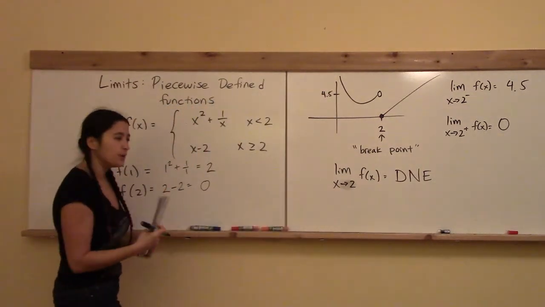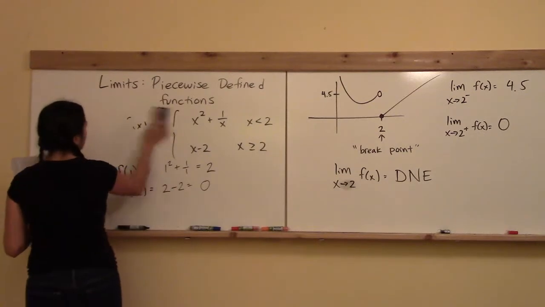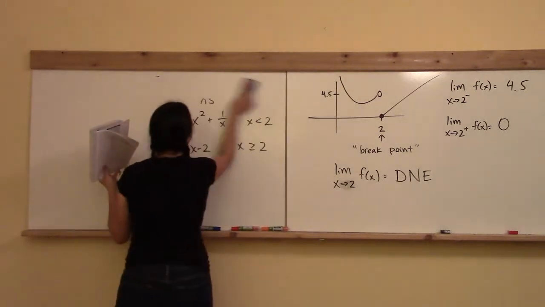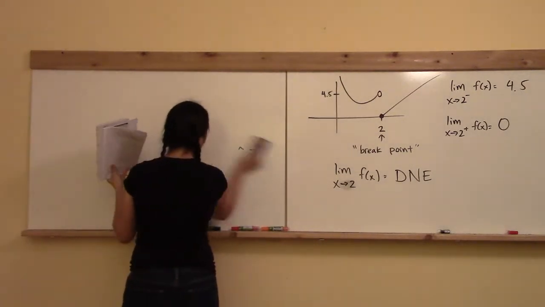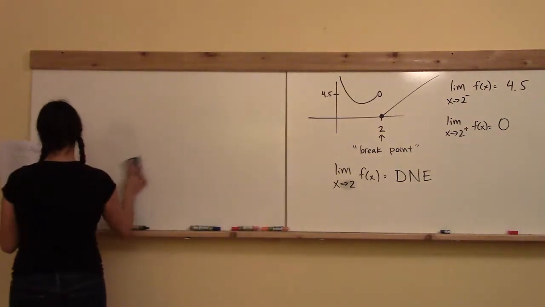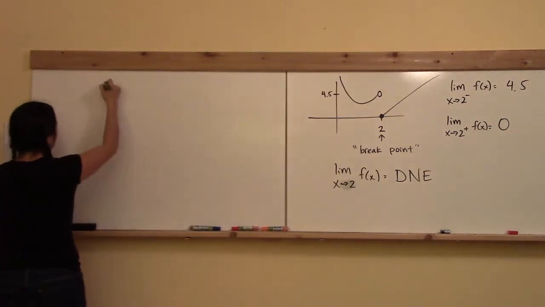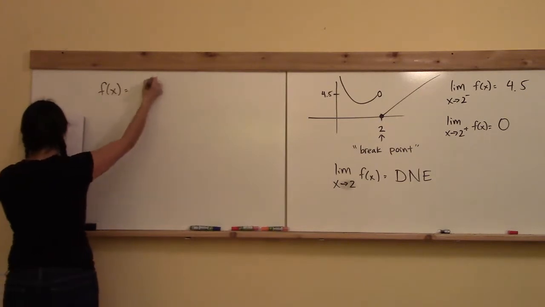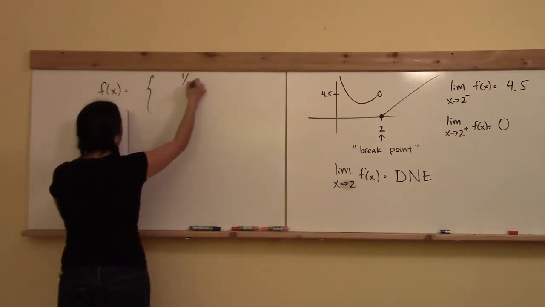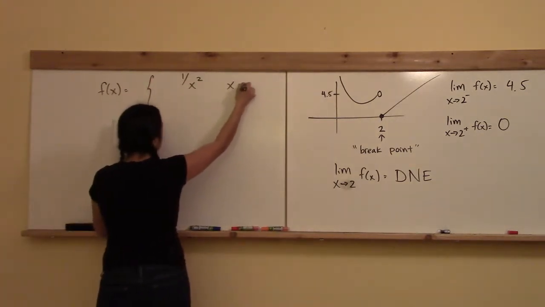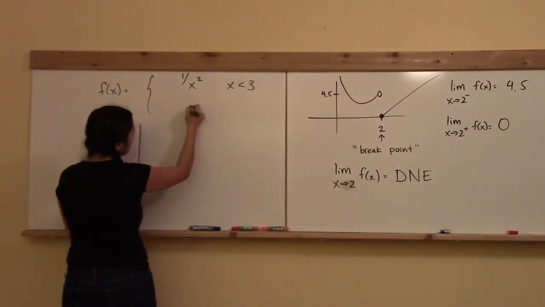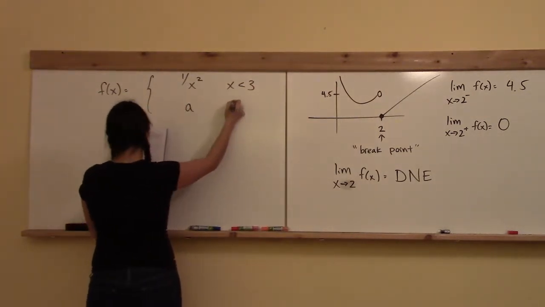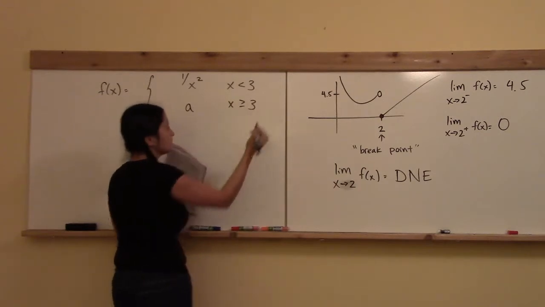Okay, let's try a little bit more challenging of a problem here. For piecewise defined functions, now I'm going to give you a little puzzle to solve. Okay? Let's say that I want to define a piecewise function f of x, and I'm going to say that it's equal to 1 over x squared when x is less than 3, and I'm going to say it's equal to a value a when x is greater than or equal to 3.